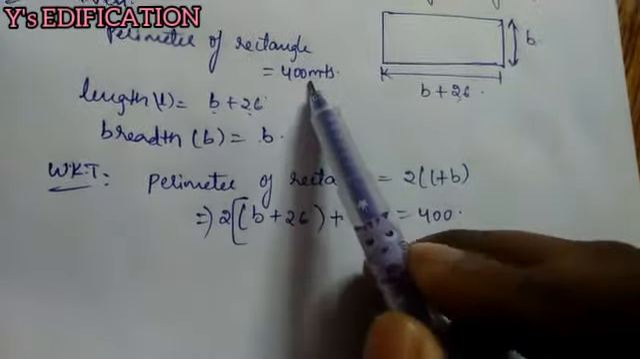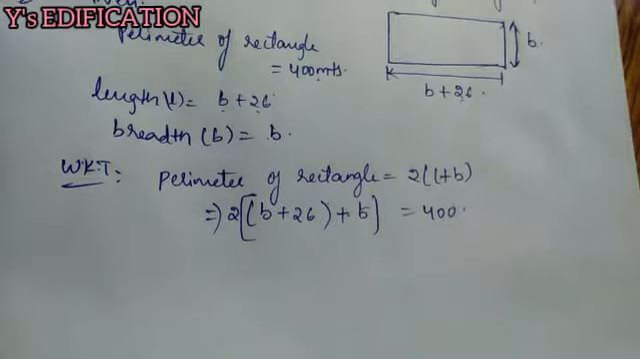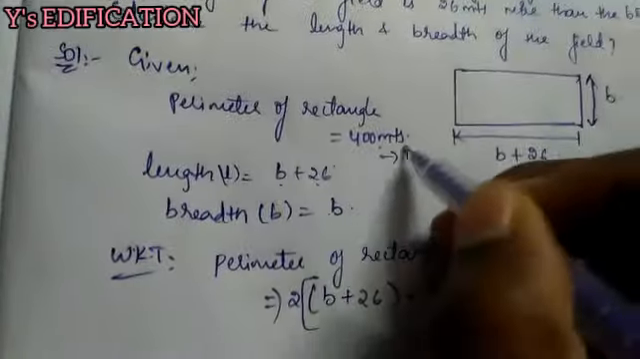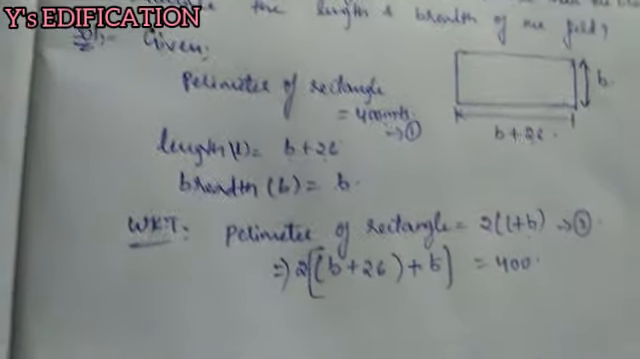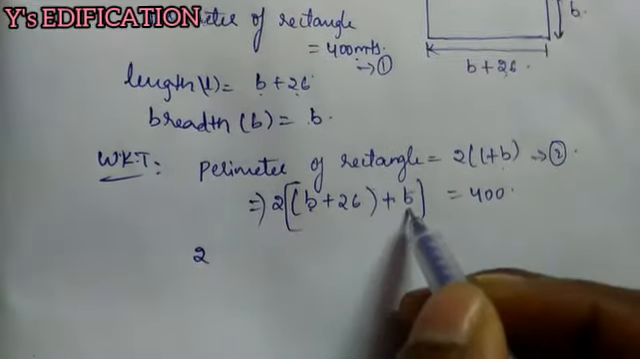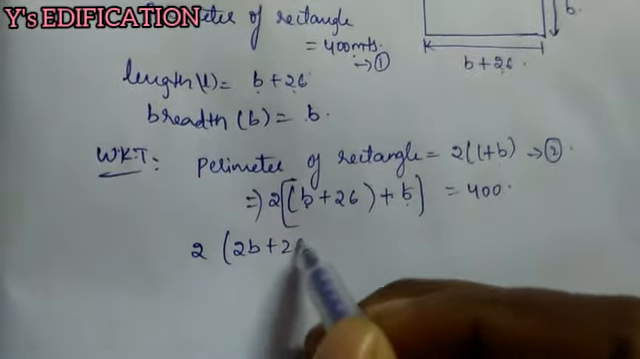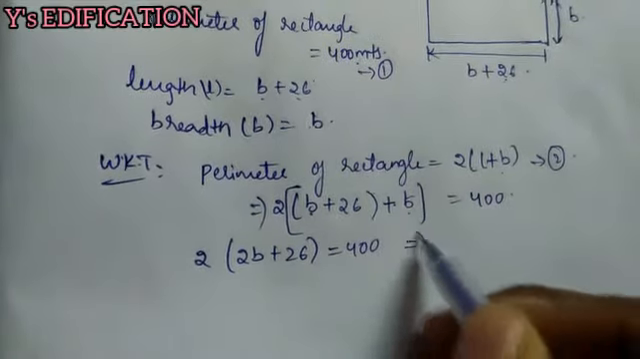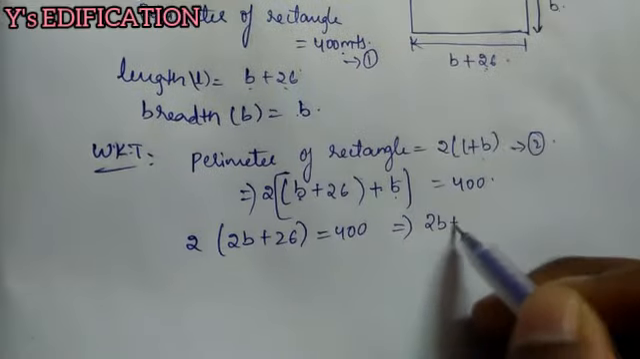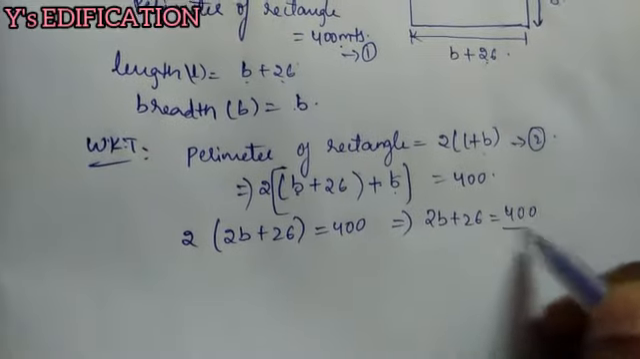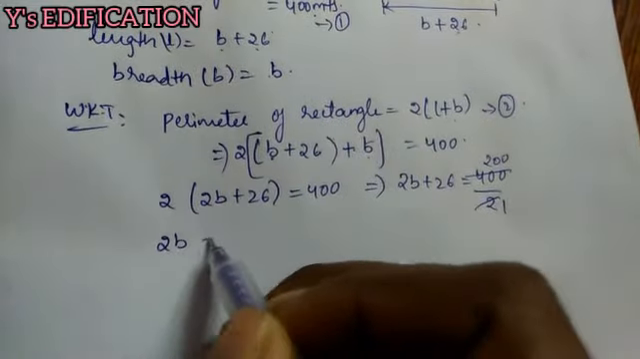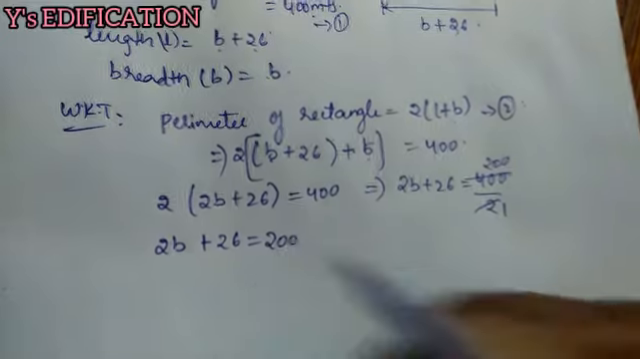The perimeter of a rectangle is 400. So 2 into (L plus B) is equal to 400. Equate this, 1 and 2. Now solve this. B plus B is 2B, so 2 into (2B plus 26) is equal to 400. I'm going to transfer this 2, so 2B plus 26 is equal to 400 by 2, which means 200.